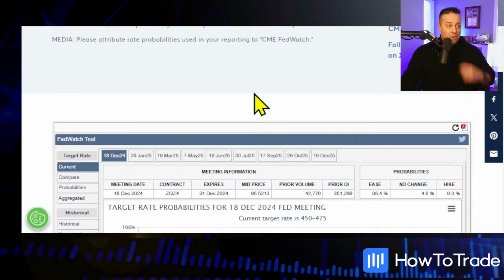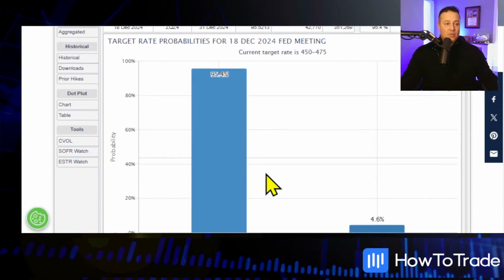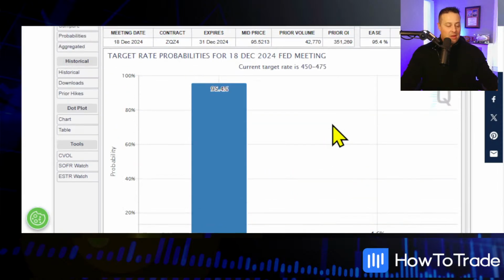Right now, what do we got? 95.4% chance that we get a quarter-point rate cut. Remember, it's going to be all about expectations and forward guidance. I have a feeling Jay Powell's going to be a little bit hawkish. He's going to say this is the last rate cut for a while. He's going to say the economy's strong. Jobs are coming back. Consumption's high. Life's good. We've done a great job, but the new administration and their tariffs, they're going to mess up everything.